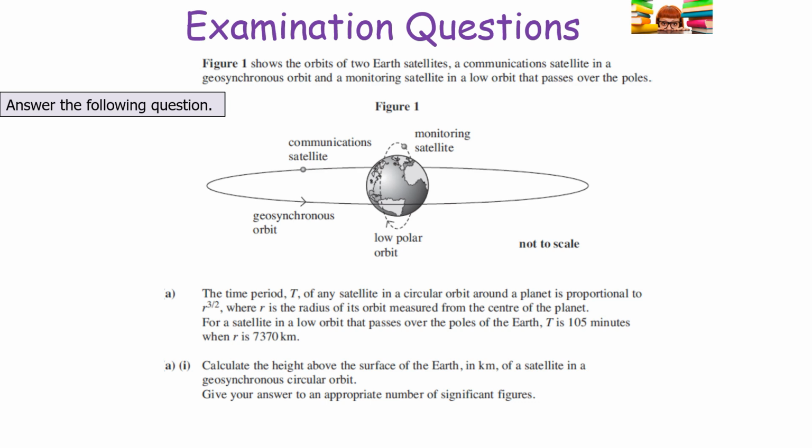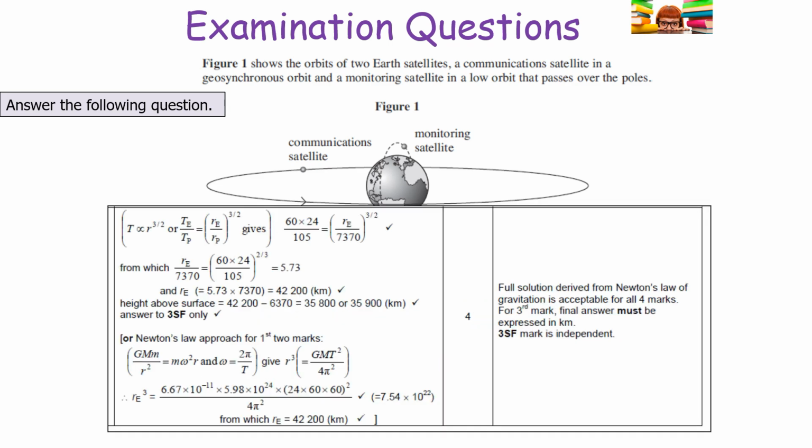Why give it to three significant figures? Well, you'll notice in the question 105 is three significant figures, 7,370 is either 3 or 4 significant figures. You always go with the lowest number of significant figures in an answer, so it will be 3 significant figures.